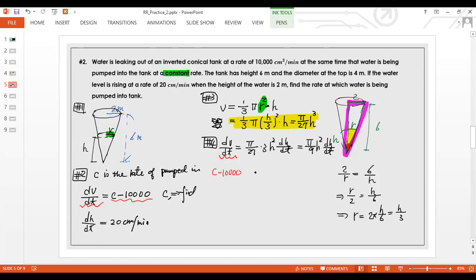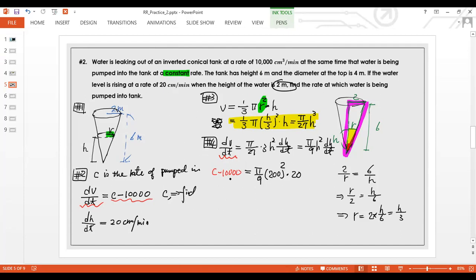And it's equal to pi over 9. What is the H there? Let's say when the height is 2 meters. Be very careful: meters to centimeters is 200, squared. And then dH/dt, what is the dH/dt here? It's 20 centimeters. Be careful, you need to be careful about the units here.